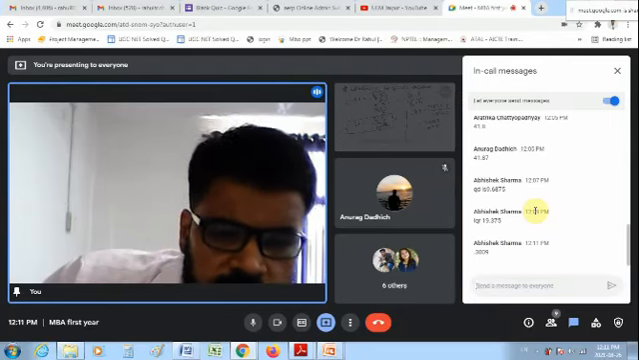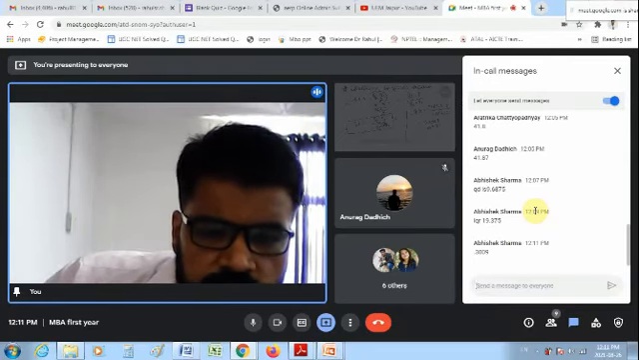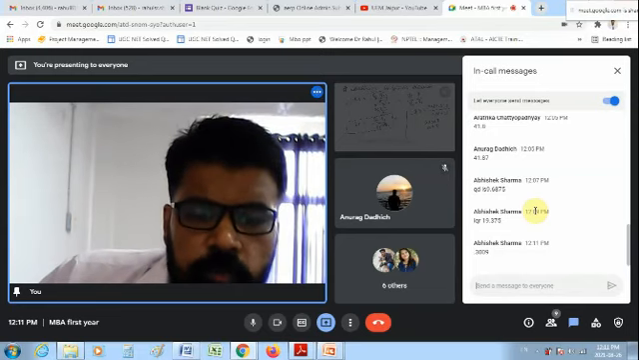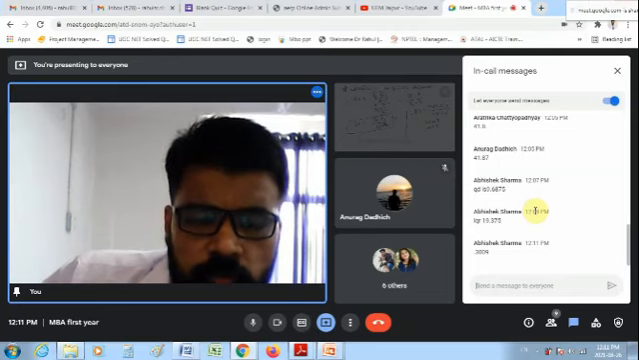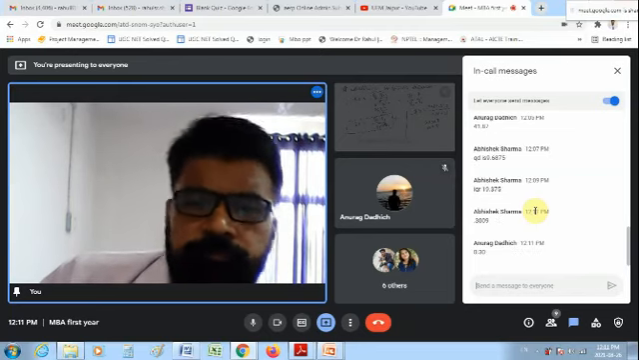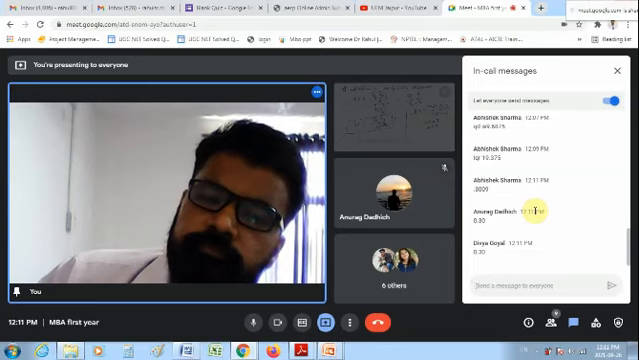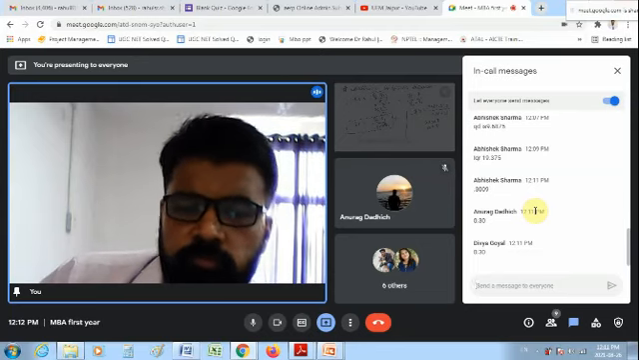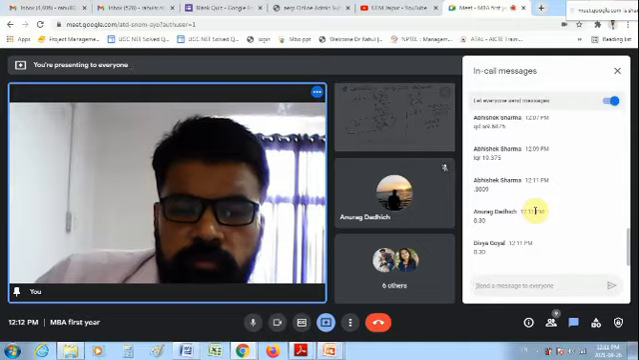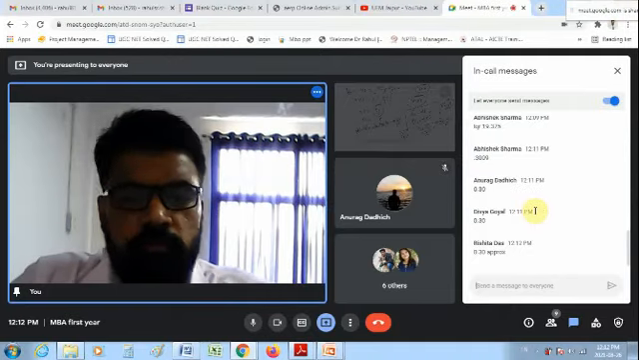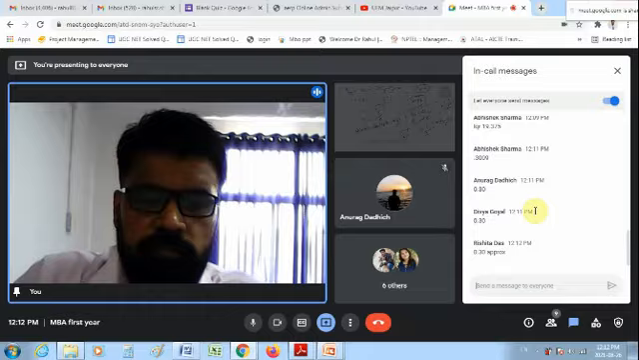Abhishek has given the answer, and I think Aratrika has given the answer. What about the rest of the people? Are you able to cope up with me, solving the question, or you are just listening to whatever I am speaking? Divya has also given the answer. Anurag has given the answer. That's very good. Rishita has also given the answer.